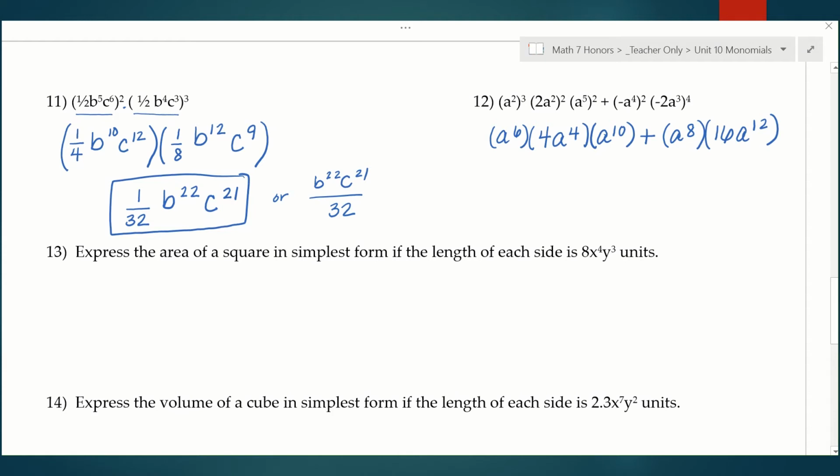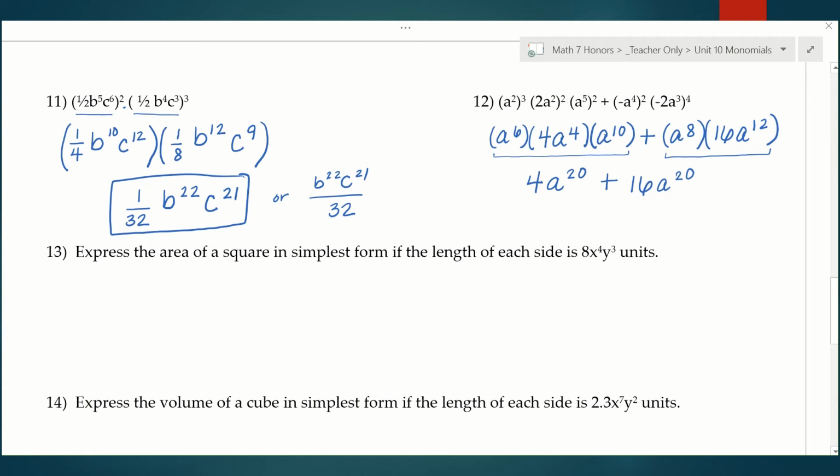Now our next operation is multiplication. So let's multiply our first three monomials together. The coefficients here are 1, 4, and 1. So 1 times 4 times 1 is 4. And then a to the 6th times a to the 4th times a to the 10th. Remember, when we multiply, we add our exponents. So that gives me a to the 20th. Plus, let's go ahead and multiply these two monomials together. So my coefficients, 1 times 16, 16. And a to the 8th times a to the 12th, again, we add our exponents, is a to the 20th.